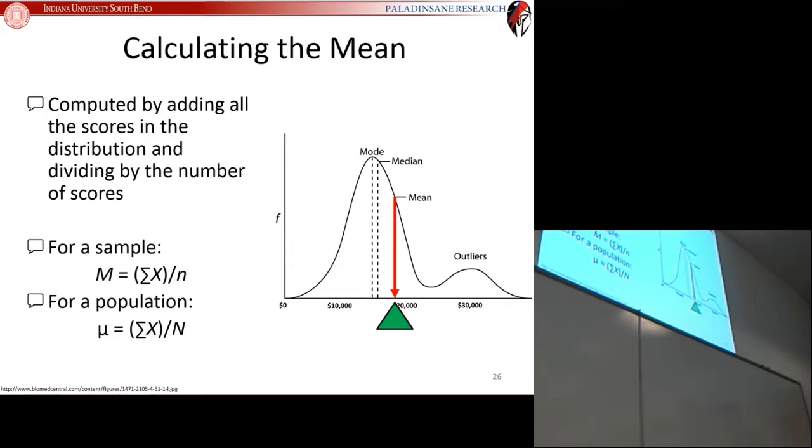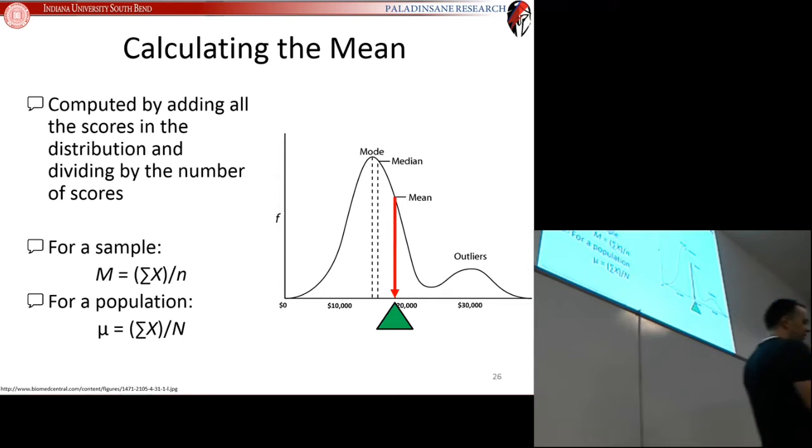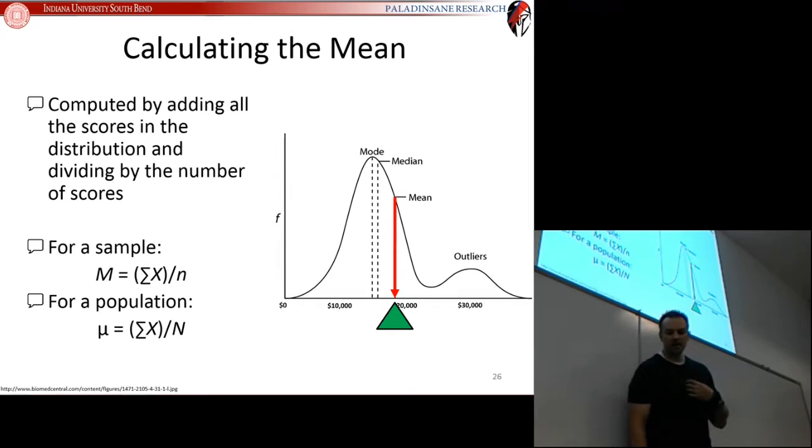So N is either going to be the size of your sample or the size of your population. Either way, it's going to be the number of scores that you have access to. And that's how we calculate it, and you've probably been calling that the average for the last however many years since you learned how to calculate this in high school. All right, so that's calculating the mean.